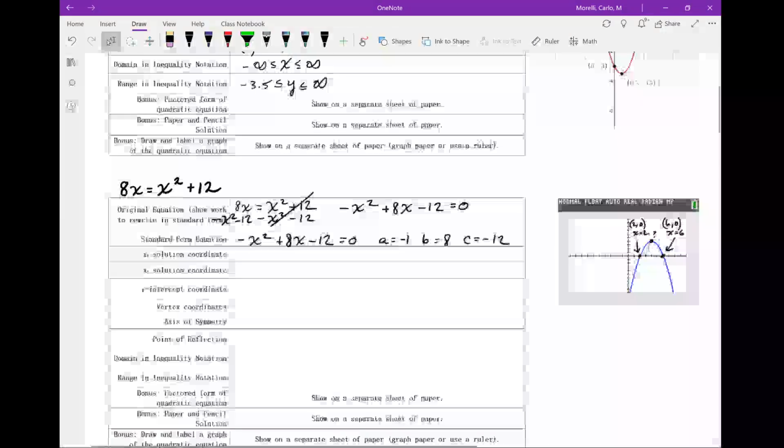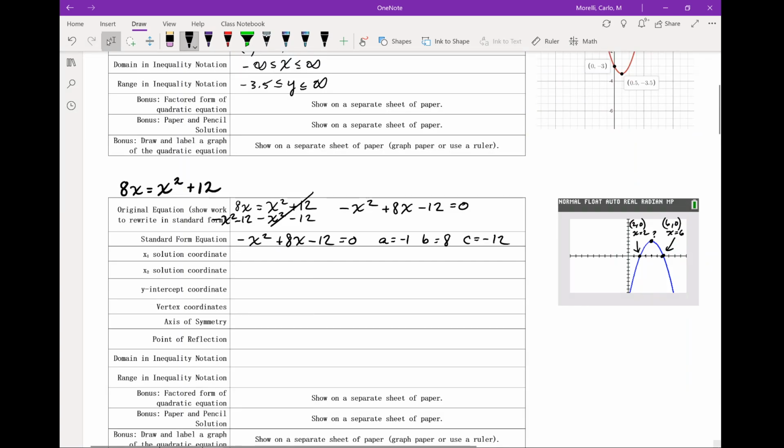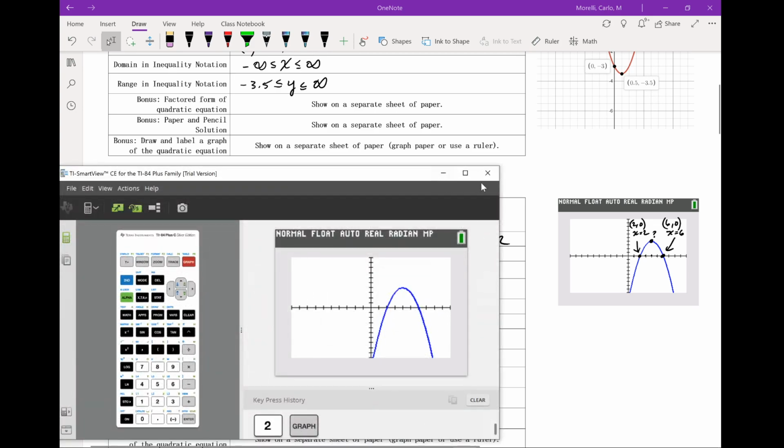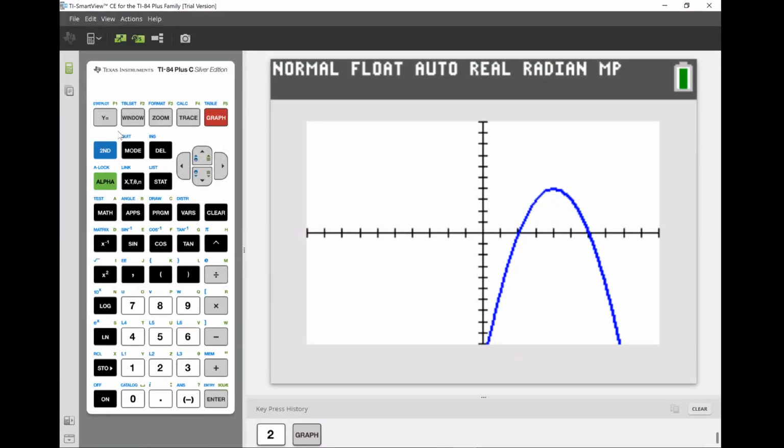Okay, much harder, much longer on the TI. So filling in the x solutions, we have 2 comma 0 and 6 comma 0. The y-intercept is negative 12. So we'll write that in coordinate form as 0 comma negative 12. Now the vertex coordinates we have to find using the calculator. And the way that we do that, I'm going to wait till the calculator's back up on the screen.